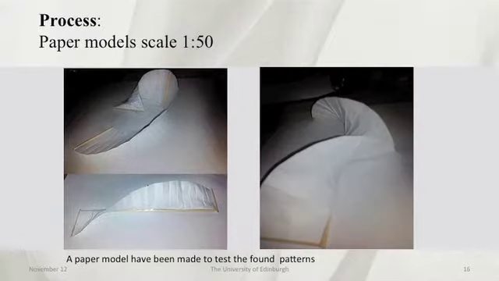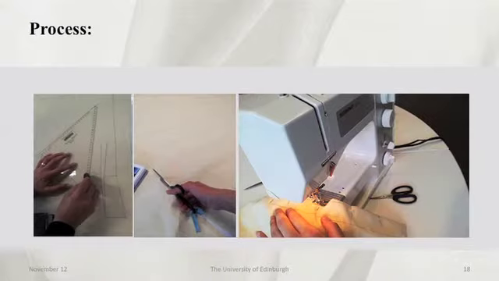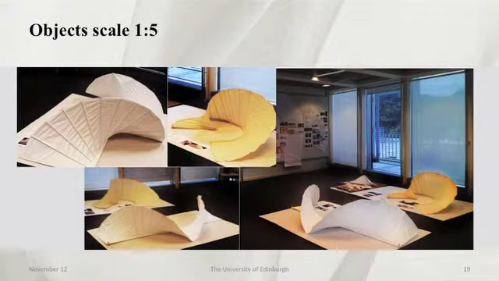Then I made a paper scaled model at scale 1 to 15, just to test whether those patterns were right. On the next step, I made a bigger scale one, scale 1 to 5. This slide shows the process of tracing, cutting, and seaming the darts, which is a fold between two edges in the fabric. And those were the models at scale 1:1, which was finally achieved.